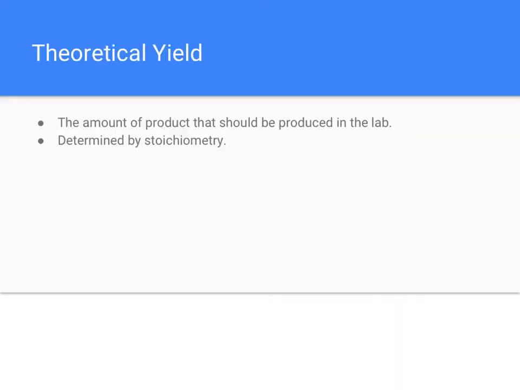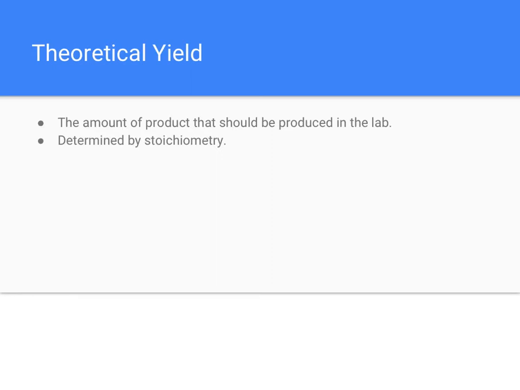Today we are going to be talking about theoretical yield and experimental yields, and how with those two pieces of information we can calculate the percent yield. So first, some definitions. The theoretical yield is the amount of product that should be produced in the lab.